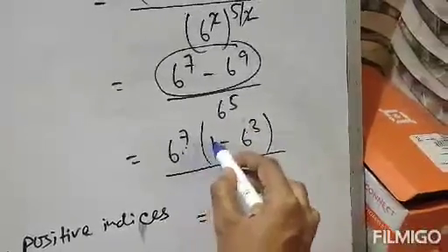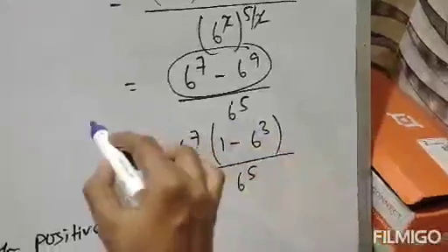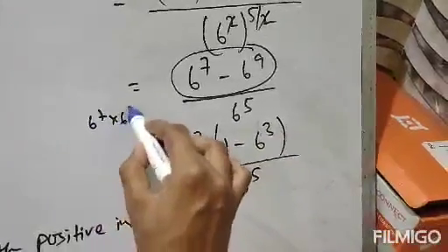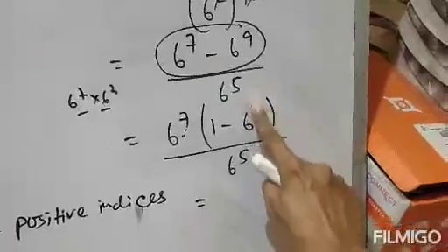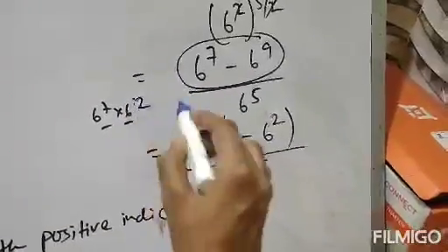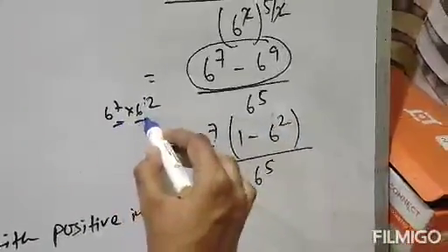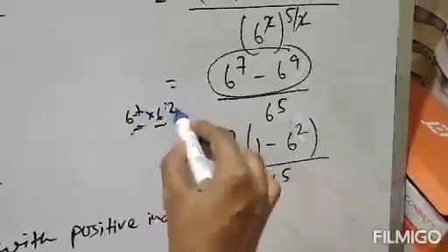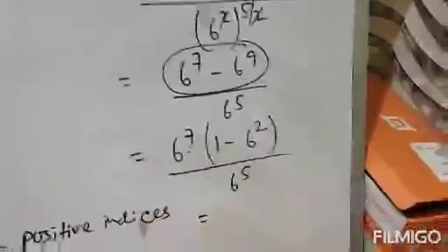If you break this, 6 to the power 7 into 1 means 6 to the power 7, and 6 to the power 7 into 6 to the power 2. Whenever you are multiplying 6 to the power 7 into 6 to the power 2, bases are same, so powers get added. 7 plus 2 will be 9, so 6 to the power 9. Clear? So we have taken 6 to the power 7 as common.